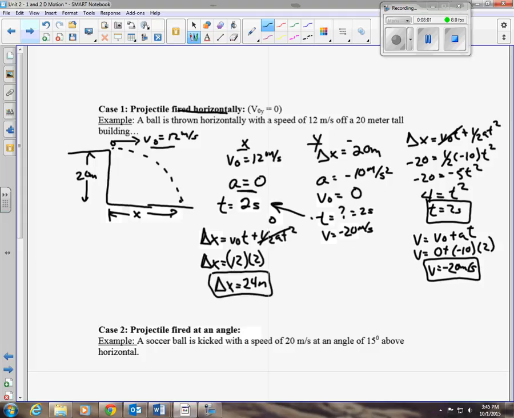I want you to see what happens with the velocity too, right? If I plug into this equation for the x direction, watch what happens. The acceleration is 0 in the x direction, so the velocity is going to be 12 in the x direction. If acceleration equals 0, that means the velocity is constant.